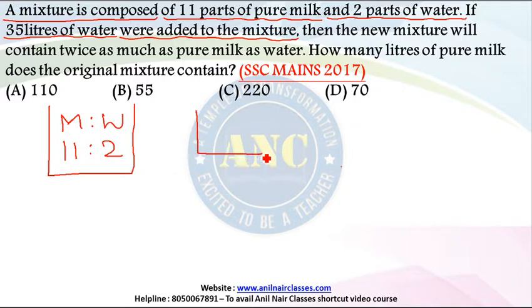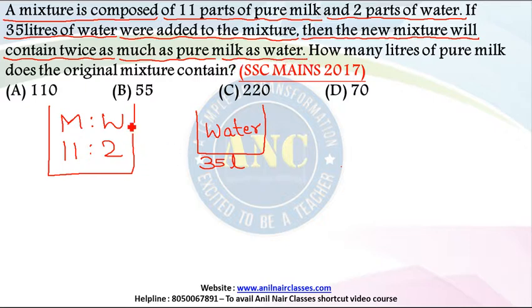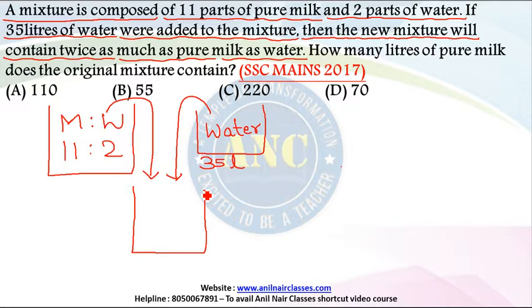There is another vessel. In this second vessel, it is only water which is present, milk is not present. It is pure water of 35 liters, and both are combined to form a new mixture. The new mixture will contain twice as much pure milk as water. That means when I combine vessel 1 and vessel 2, there will be another vessel waiting to capture the combination of vessel 1 and vessel 2.